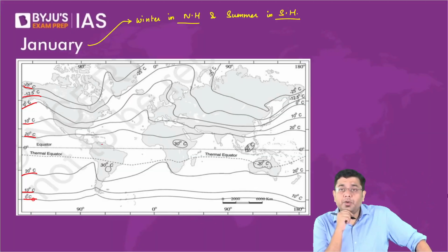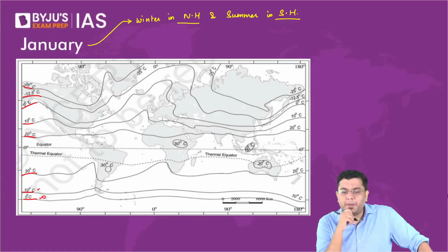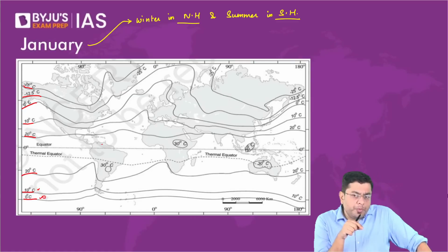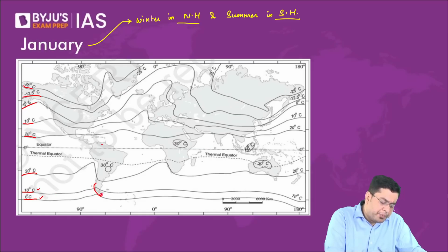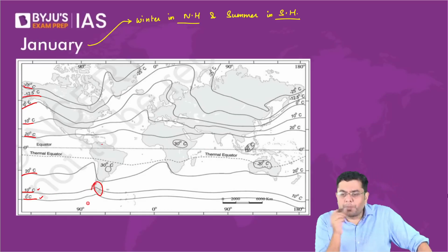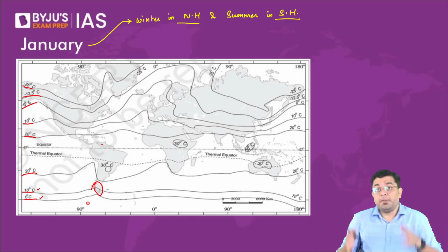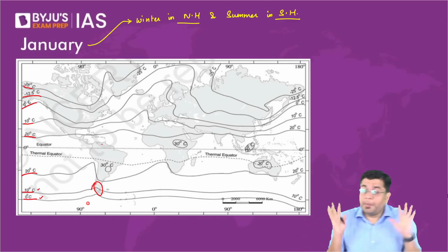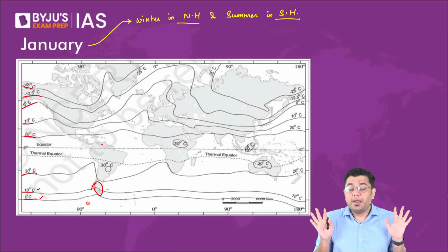Okay. Now, when you take a look at the 10 degree C and the 0 degree C isotherm, they appear to be almost parallel to each other. Other than this particular portion, they are almost parallel to each other. Why? Because they move through the oceanic regions. These represent the oceanic areas. The southern hemisphere in general is dominated by water. The northern hemisphere is dominated by land.